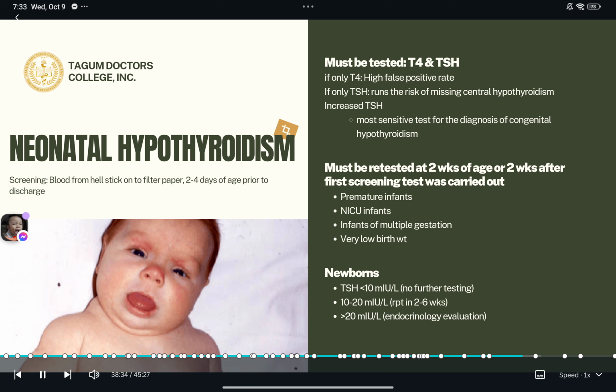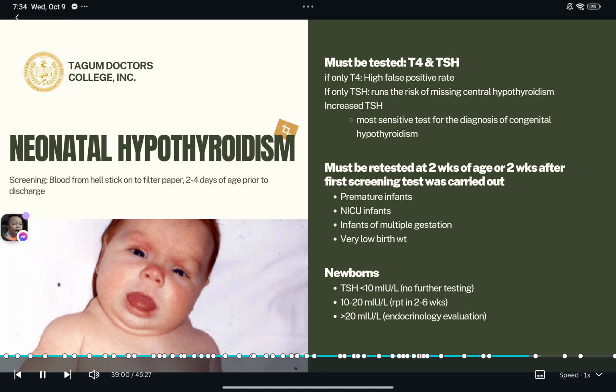Okay, that is why if ingon ani ang ilahang mga circumstances, we have premature infant, NICU infant, infant of multiple gestation, and very low birth weight. Usually ginapabalik sila sa hospital after 2 weeks or pagka 14 days old na sila or 2 weeks after the first screening para i-retest sila.